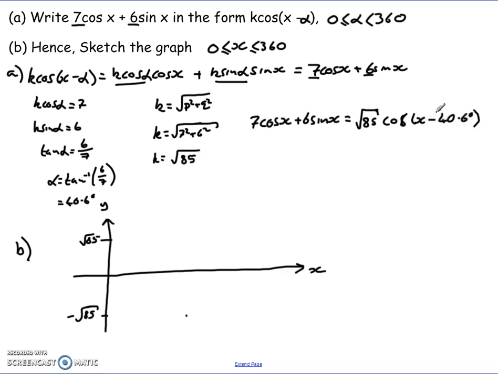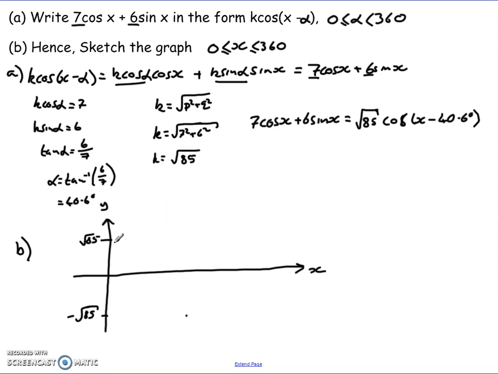So remember, when we have something x minus something in here, what that does is it shifts the graph to the right by that amount. Despite the fact we're taking away, it does the opposite, so it shifts it to the right. So everything shifts to the right by 40.6 degrees.